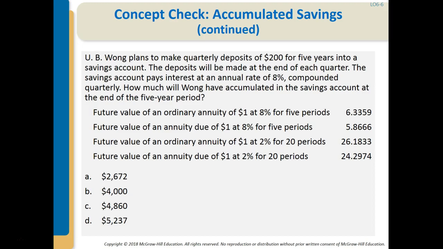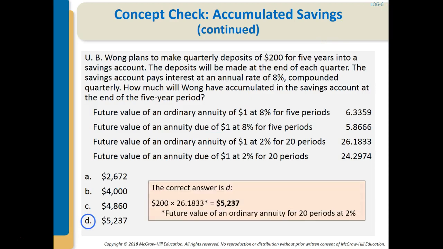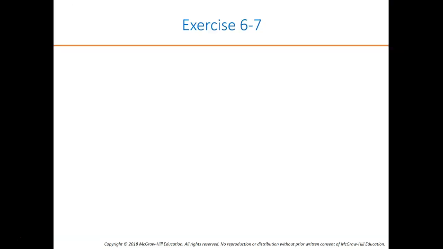Well, we know this is an ordinary annuity because the payments are made at the end of the period. So we're going to take the future value of an ordinary annuity of 1 at 2% for 20 periods. Same as the previous example. Since interest gets compounded quarterly, we are going to have 20 periods at 2% interest a period.